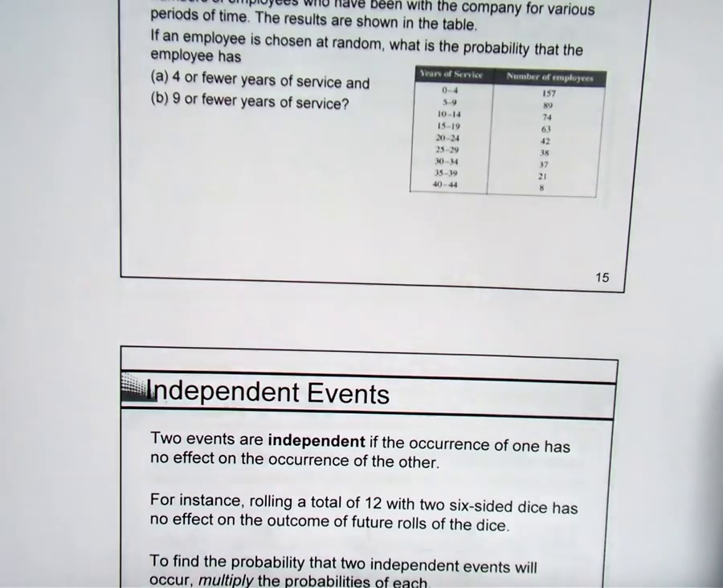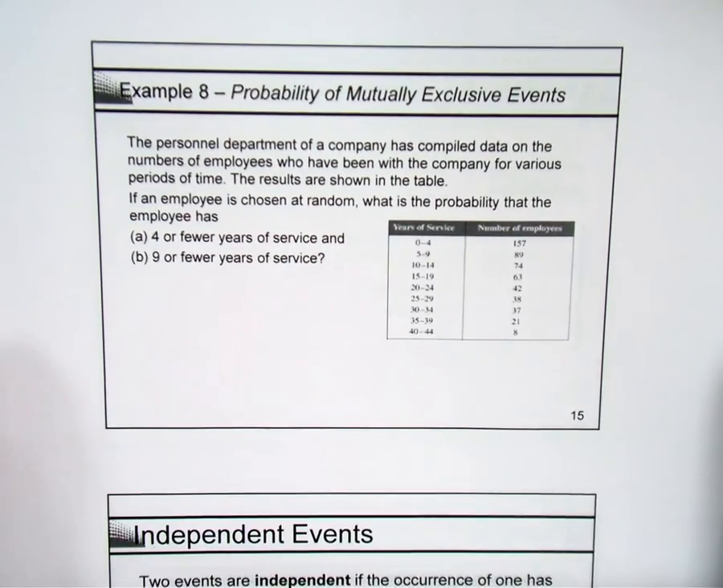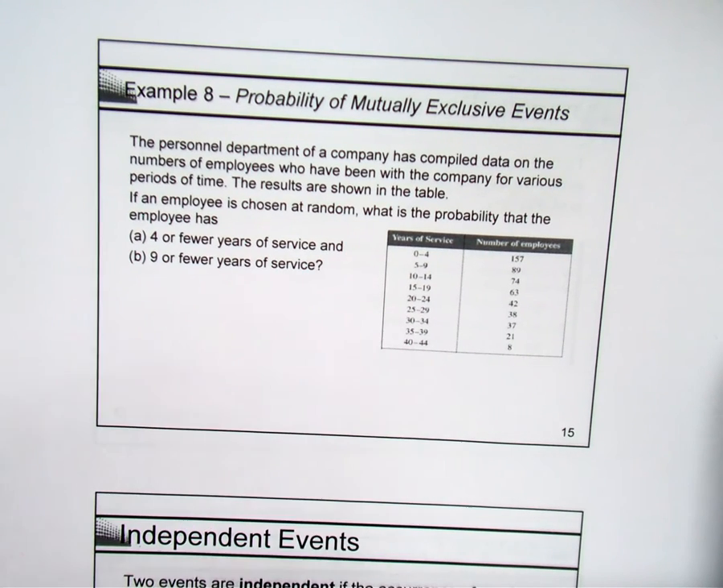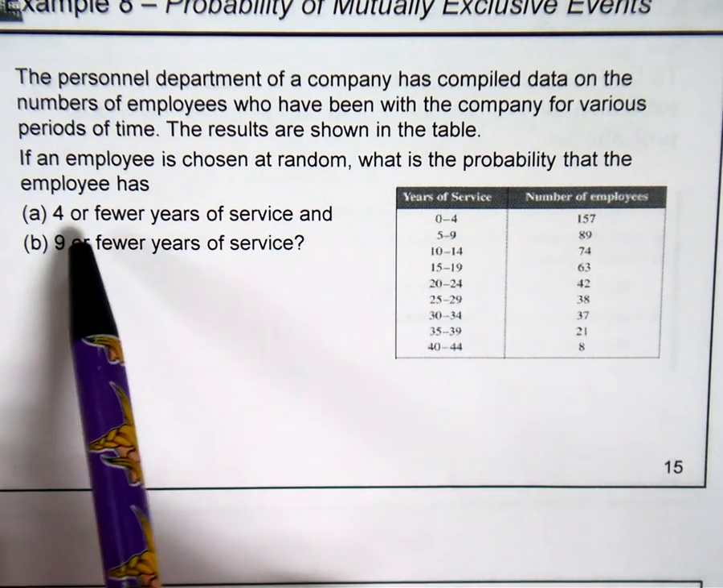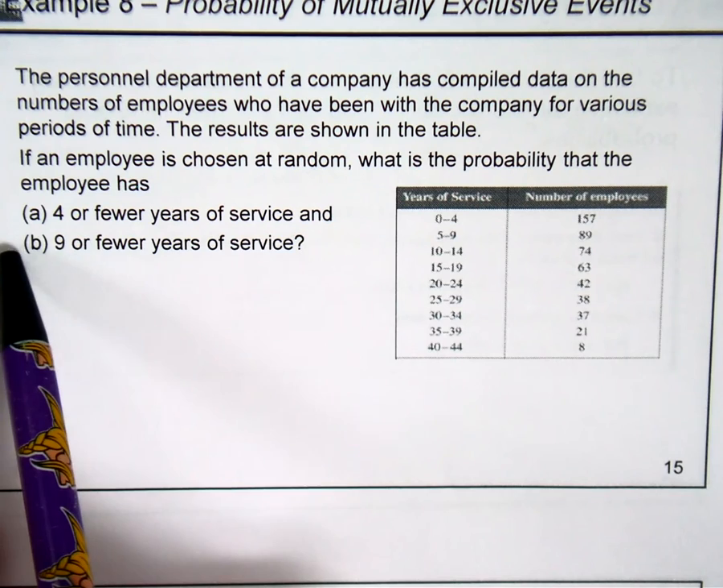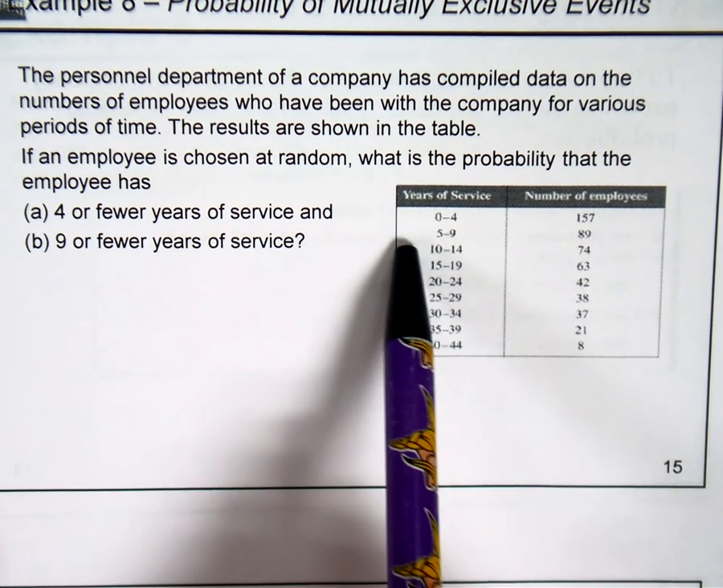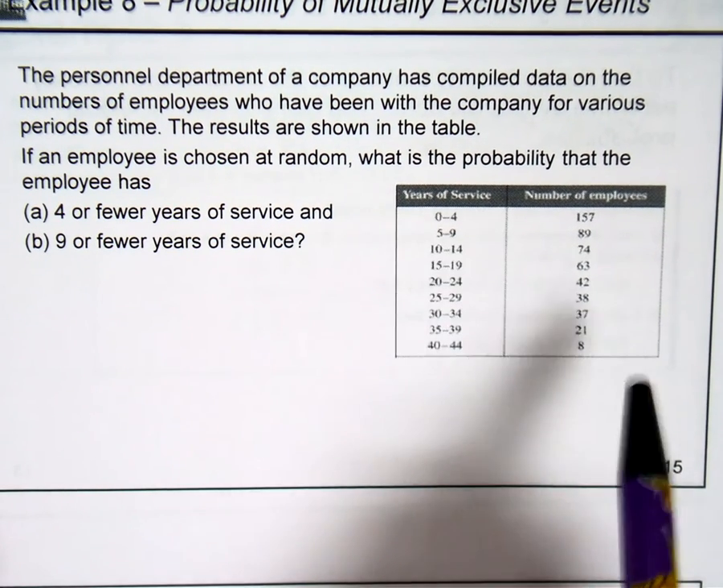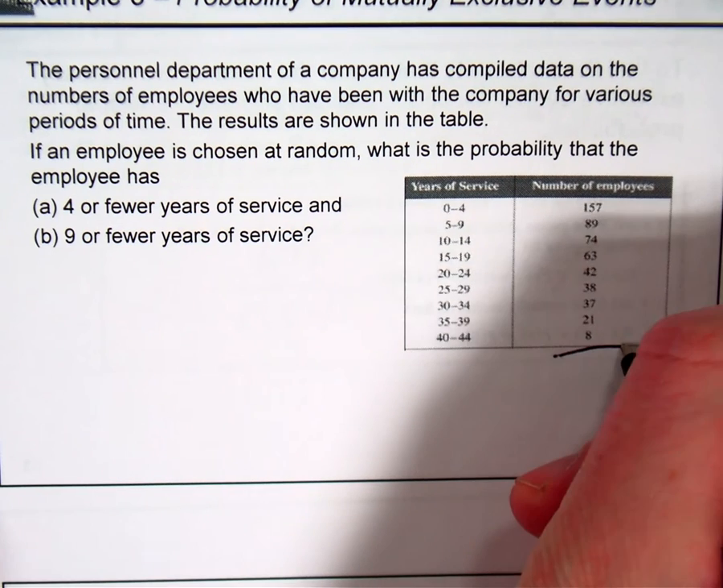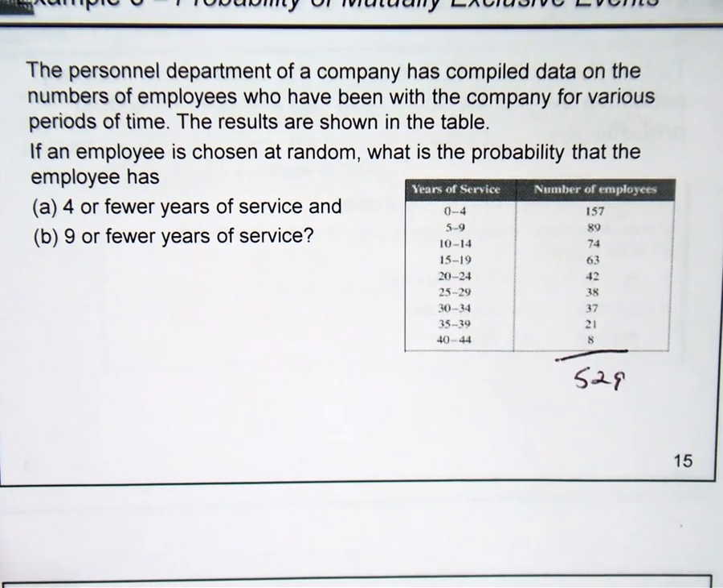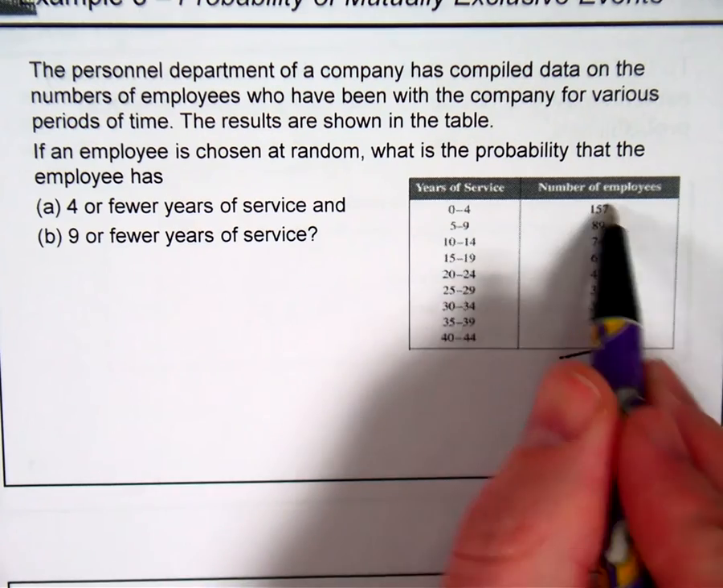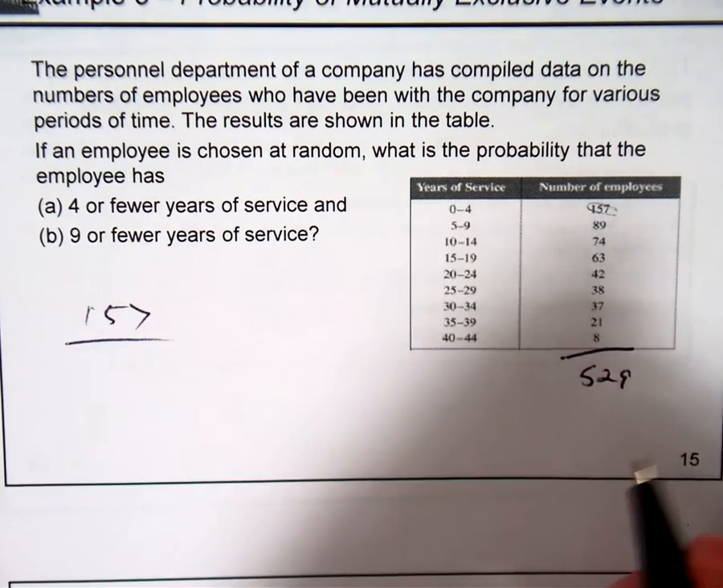All right, we got a chart here. The personnel department of a company has compiled data on the number of employees who have been with the company for various number of years. All right, let's zoom in a little bit so you can maybe see those. What's the probability that an employee chosen at random has been with the company for 4 or fewer years? So 0 to 4, 157 out of, if you add all these up, I'll do the work for you here, I think it's 529 total employees. So for A, 157 out of 529.